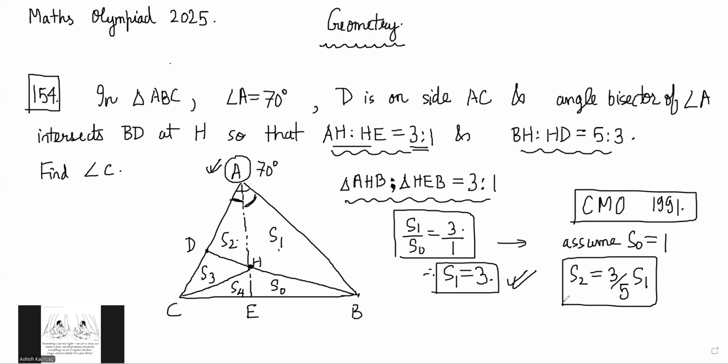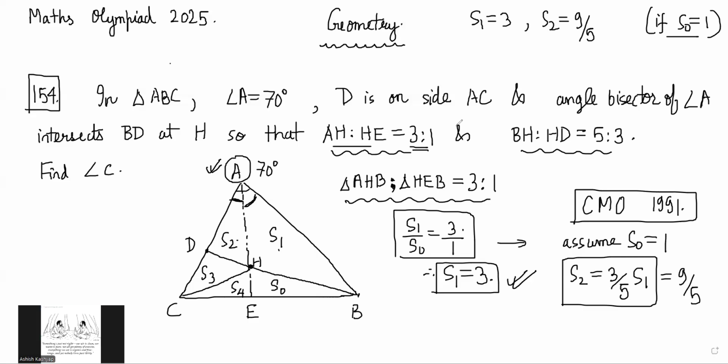Do you understand what I'm saying? Yes, sir. Okay. So we are getting from here that S2 is equal to 3 by 5 into 3, so 9 by 5, right? So far we have gotten S1 is 3, S2 is 9 by 5, if S0 is 1, correct? Yes, sir.